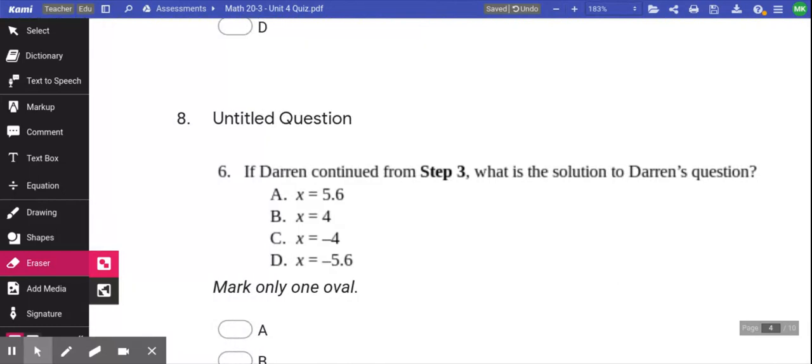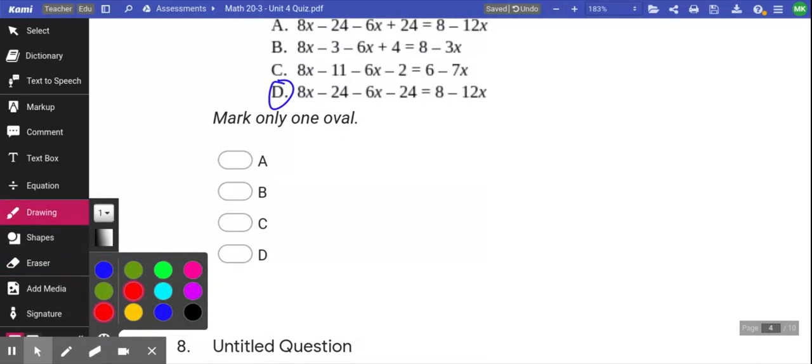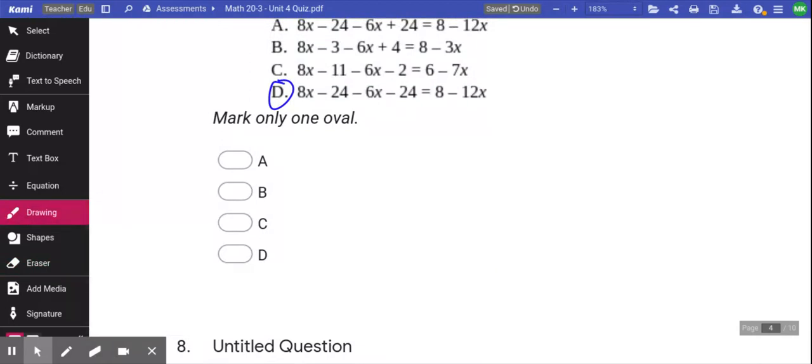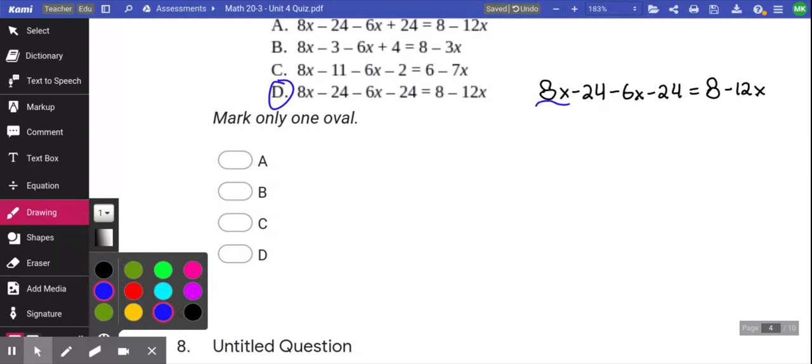Number 6 is if Darian continued to step 3, what is the solution? So let's just finish solving this thing. We have this equation right here. We have 8x minus 24 minus 6x minus 24 equals 8 minus 12x. First thing I noticed is that after I multiplied, I had like terms, right? I have 8x minus 6x could combine to become 2x. I also had negative 24 and negative 24, which becomes negative 48. On the right-hand side of the equal sign, there's no like terms, so I can't do anything.